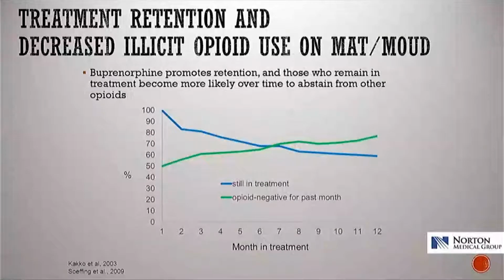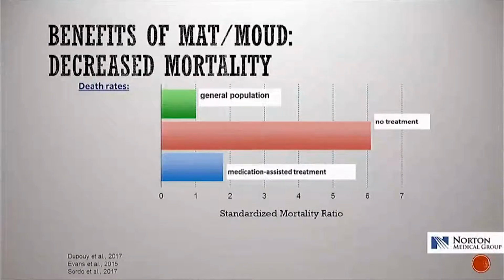And then what we find is the longer they're in treatment, the less opioid use that they have over time. And this signifies opioid-free time. And then in terms of mortality benefits, without treatment, patients have six times the likelihood of death for opioids. With MAT, with medication-assisted treatment, that drops down below 2, not quite to the general population, but we're close.